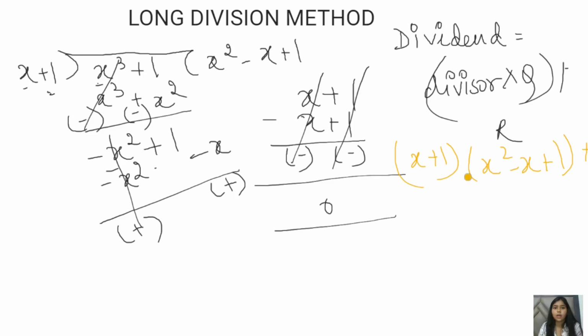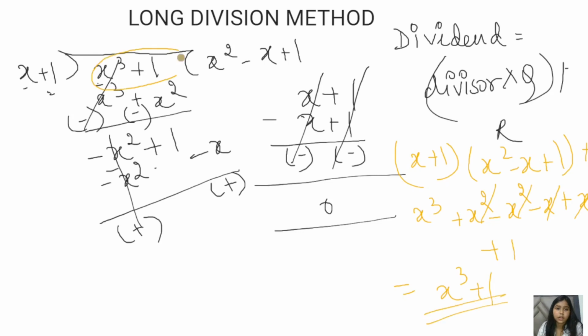Now let's just multiply both of these terms. We'll get x cube plus x square minus x square minus x plus x plus 1. So these terms will be cancelled out and we'll get x cube plus 1. Now let's have a look at our dividend. X cube plus 1 is our dividend, and we also get x cube plus 1. So this is the method to verify our long division method. So this is the long division method we all have to study, right?